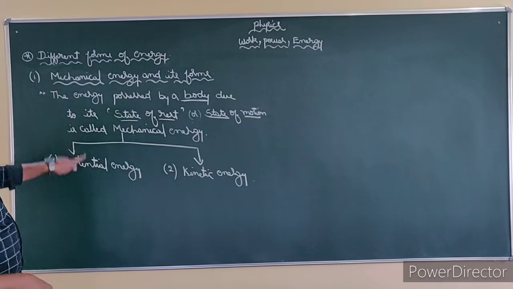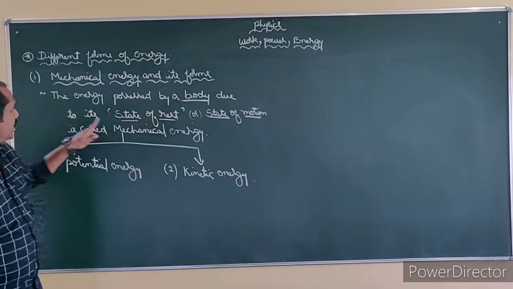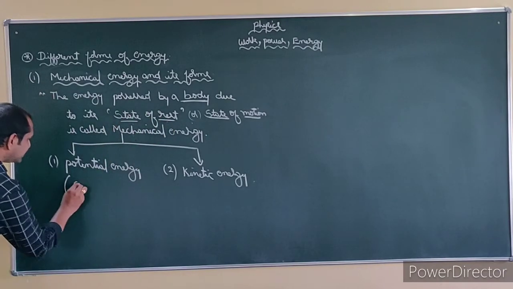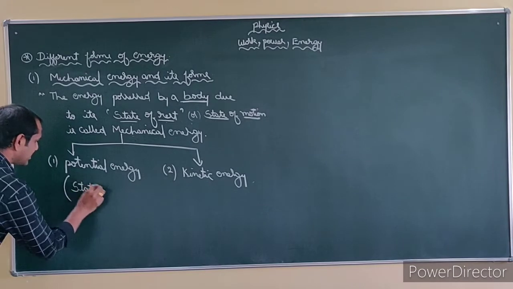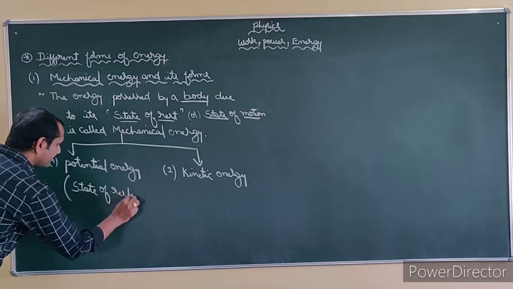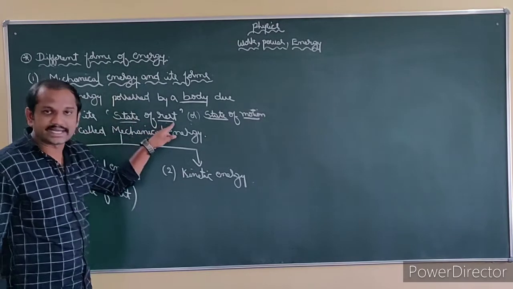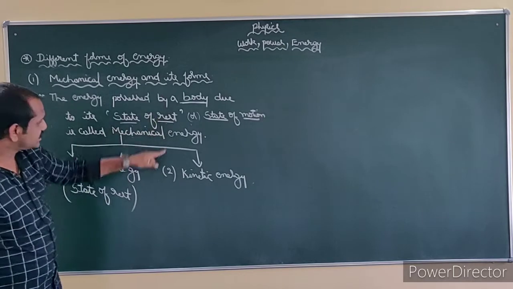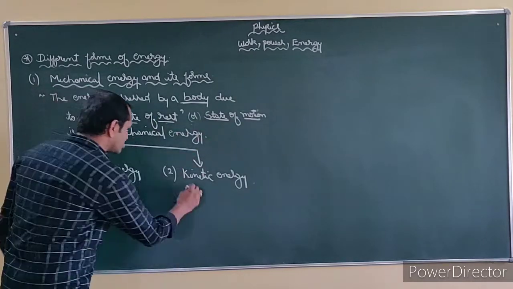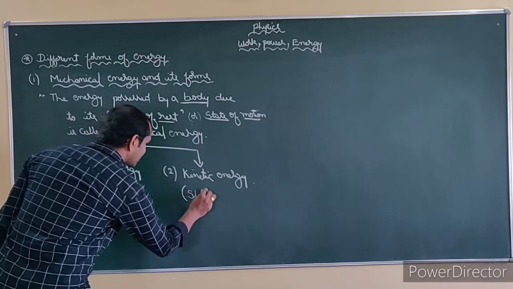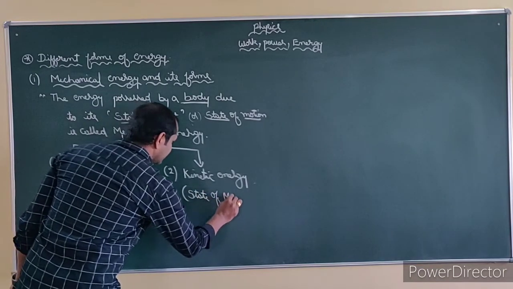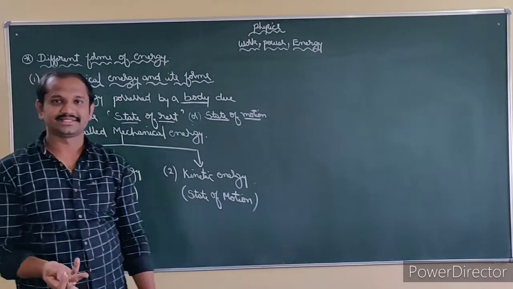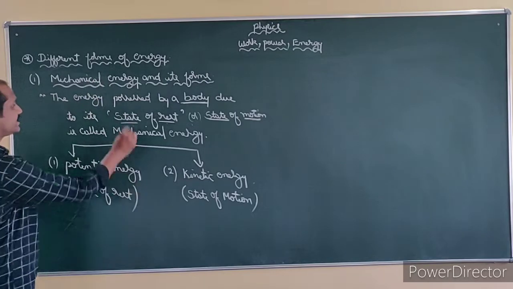Now we need to remember one thing. See, the energy possessed by a body due to its state of rest, if it is state of rest, then it is called potential energy. If this mechanical energy is in state of motion, it is called kinetic energy. That is what the definition of mechanical energy is like.